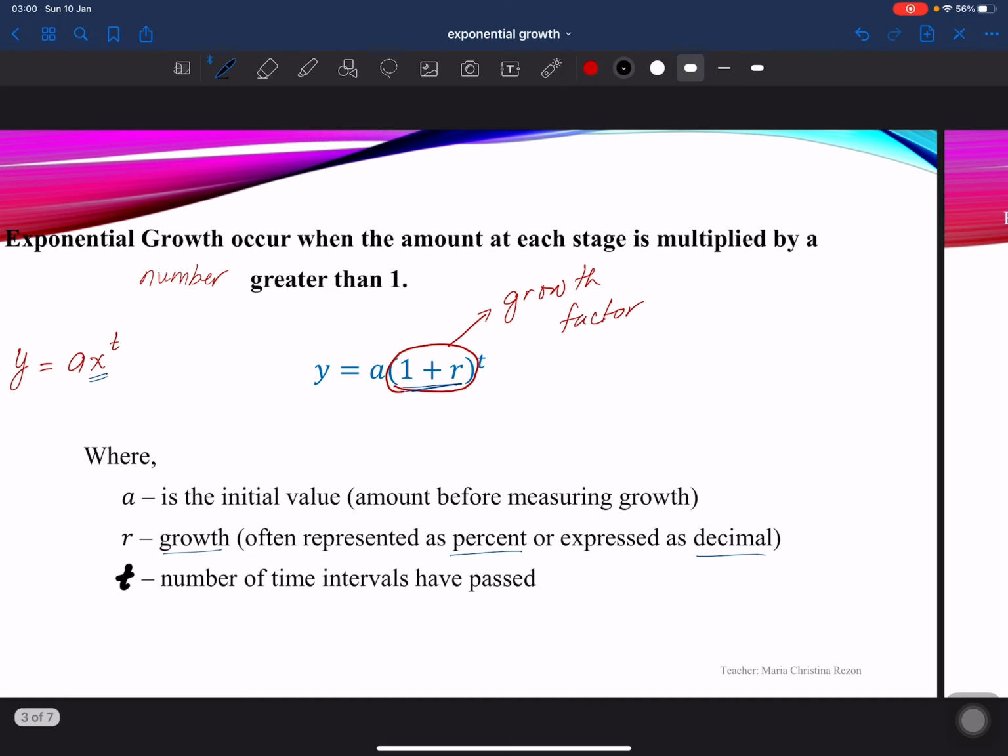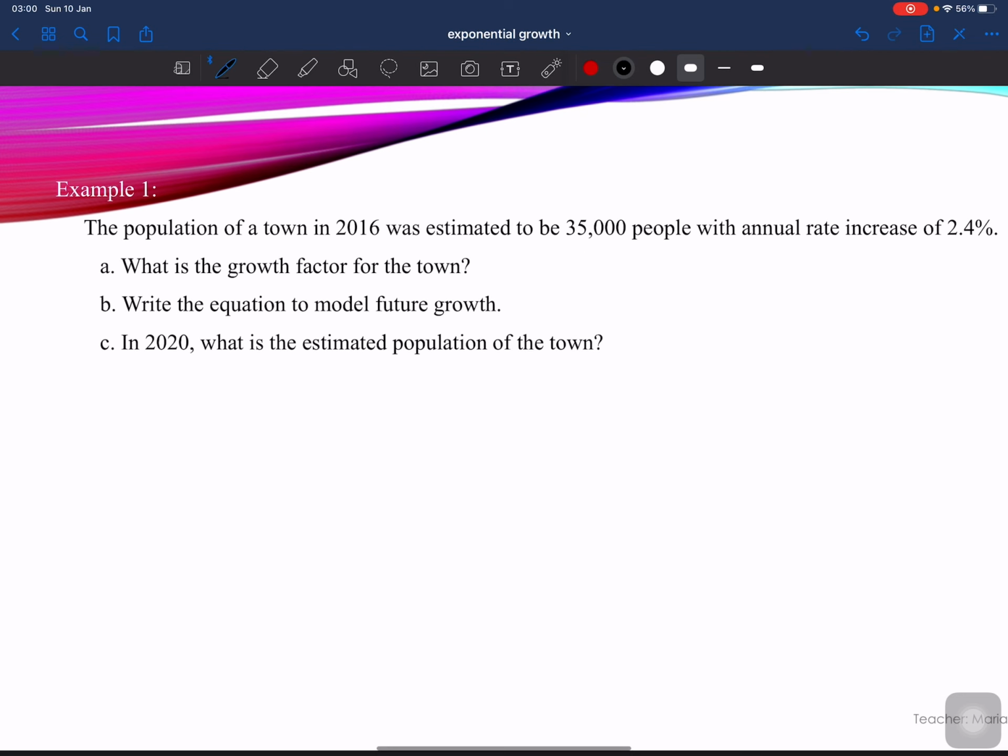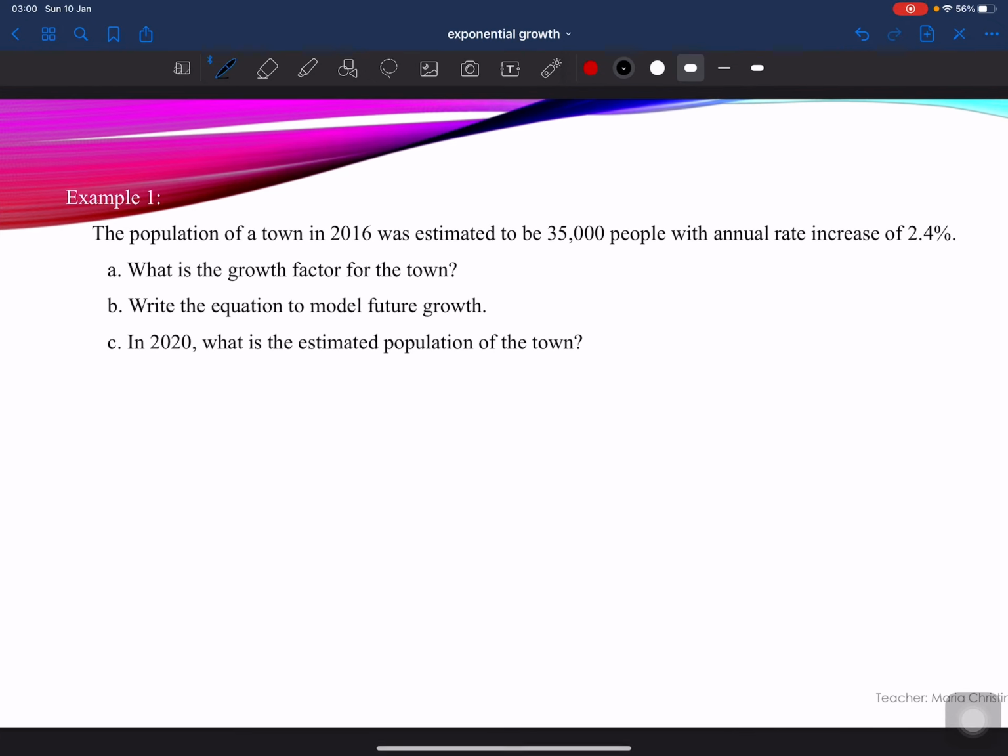Let's have some examples here. A population of a town in 2016 was estimated to be 35,000 people with annual rate increase of 2.4%. What is the growth factor for the town? Write the equation to model future growth, and in 2020, what is the estimated population of the town?